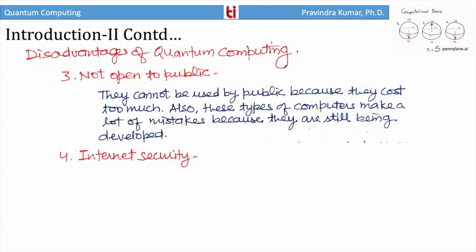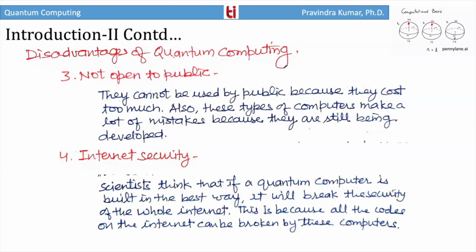Another disadvantage is in internet security. The internet is the main way by which we can send and receive information. Quantum computers will take over the security of the internet, and this could destroy the world. Scientists think that if a quantum computer is built in the best way, it will break the security of the whole internet. This is because all the codes on the internet can be broken by this computer.